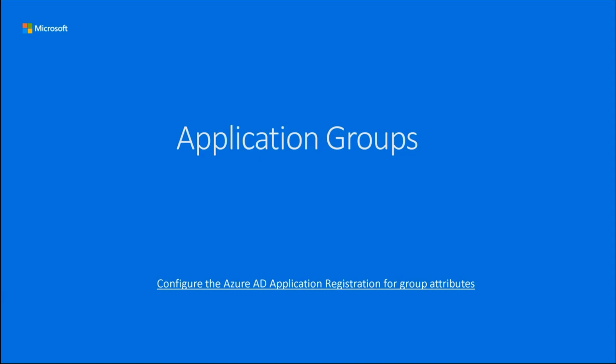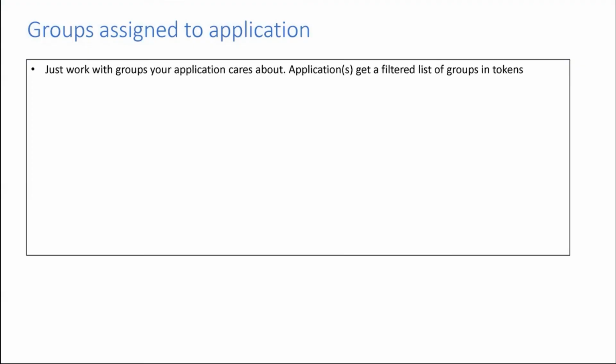Again, the second last item on the groups is application groups that we have recently launched early this year. This allows you to just work with groups that your application cares about. Instead of getting all the groups that are assigned to a signed-in user, you only get the groups that you care about, which you have listed in the portal, and Azure AD will make sure that the list is filtered for you. It's not available in Azure AD Free edition. You need to have an Azure AD Premium P1 to be able to use it.